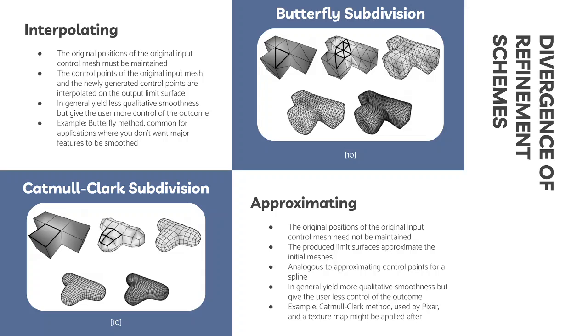Algorithms that employ interpolating schemes often appear less smooth to the human eye, but give more control to the user, and features are less likely to be rounded off and lost, as shown in the image in the top right. Alternatively, for approximating schemes, the original positions of the original control mesh need not be maintained, and instead the limit surface approximates these points. These surfaces, such as the one shown in the left, generally look more smooth, but sharp and small features may be lost. Thus, depending on your application, you may pick an interpolating or approximating scheme.